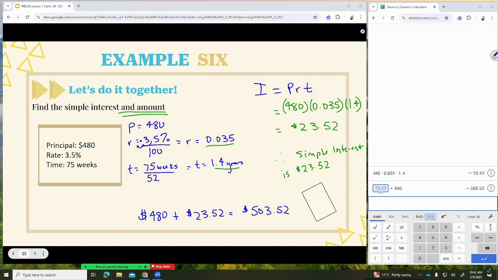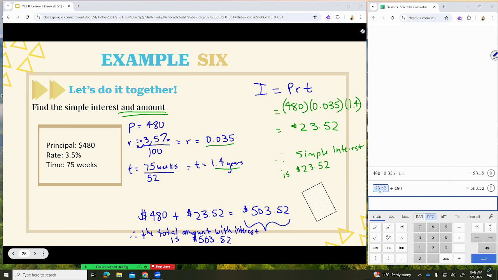So I didn't have to work. I didn't have to do anything. I just had to leave that money in there and let it sit alone for 75 weeks. By the time I'm ready to draw it out, I actually gained that $23.52. So I now have $503.52. So we found the simple interest and the total amount. Therefore, the total amount with interest is $503.52.